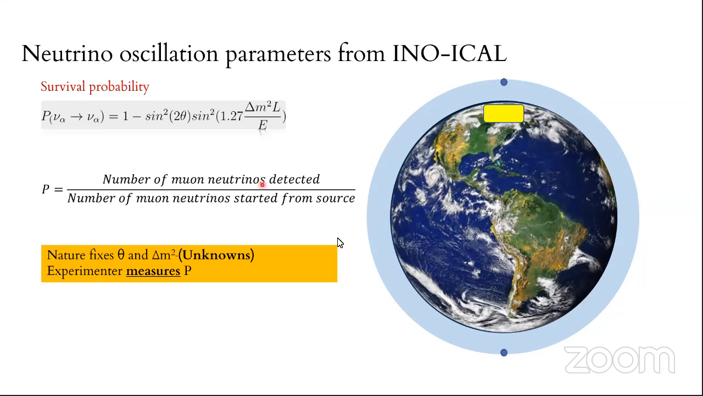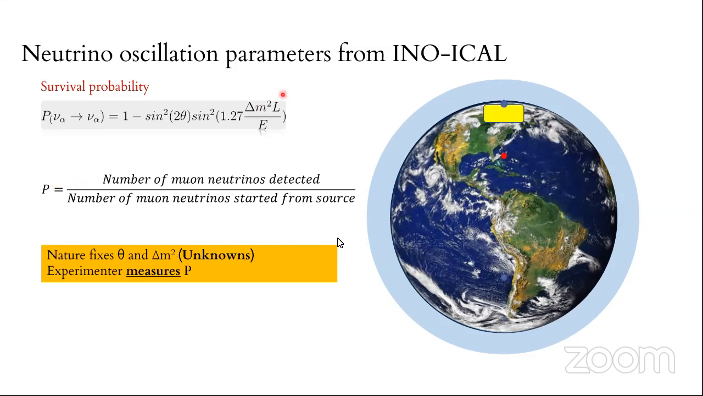Now, this number of muon neutrinos detected comes from your detector. So you count essentially the number of muon neutrinos with your detector. And the number of muon neutrinos that have started from the source can be estimated from the neutrinos that are coming from here, because they don't get oscillated. So it comes unoscillated. So the number of neutrinos coming from the top can be used as the denominator in this equation. So just by counting the number of muon neutrinos in your detector, you get P.